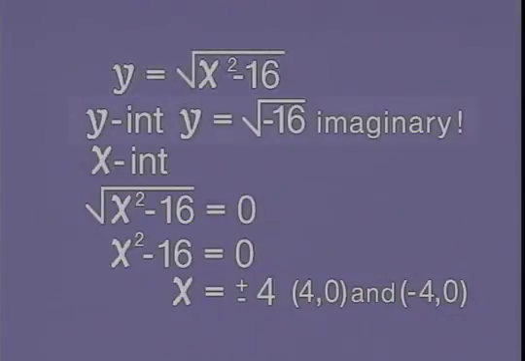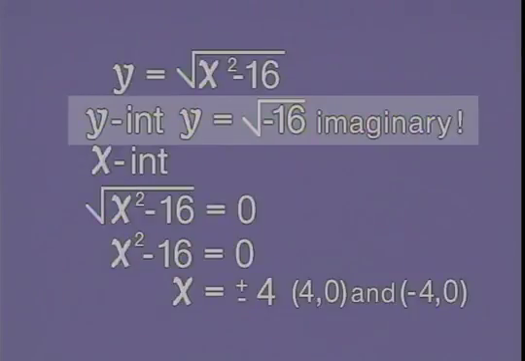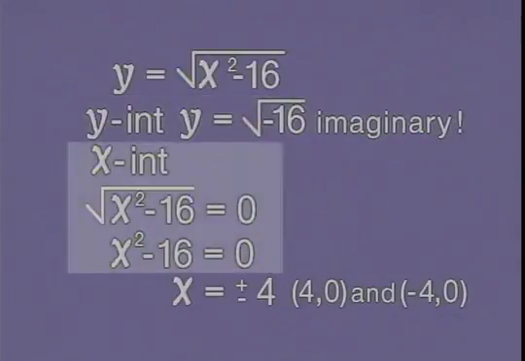Find the y-intercept. Wait a second. When we replace x with 0, we get the square root of negative 16. That's imaginary. It's 4i. But the fact is, being imaginary, it doesn't appear on this graph paper, which means there is no y-intercept. Is that terrible? No. It's just what happens in this particular function. Then what do we do? We seek out the x-intercept.